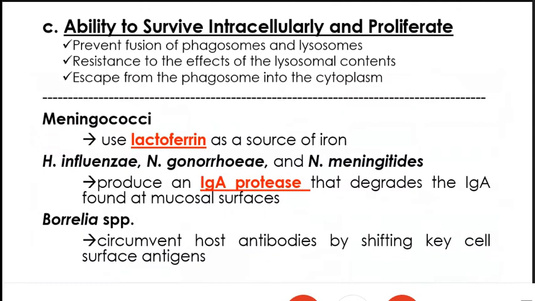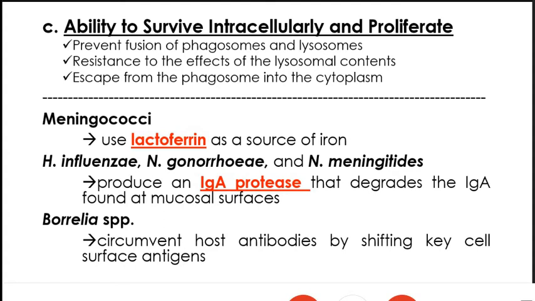Okay. Now, the ability to survive intracellularly and proliferate. Sabi nga natin kanina, even if they are phagocytized, like for your Mycobacterium tuberculosis, with a very thick wall, which is made of your mycolic acid, even if they are phagocytized, they can still live intracellularly. So, andun pa rin sila. They're not really eliminated after phagocytosis. Instead, they are able to survive intracellularly, and being able to survive, pwede pa rin silang dumami.